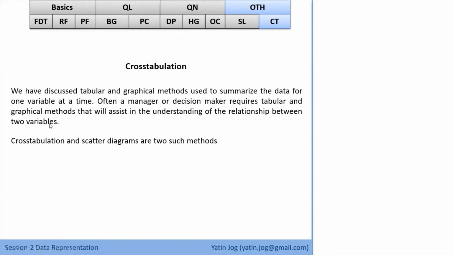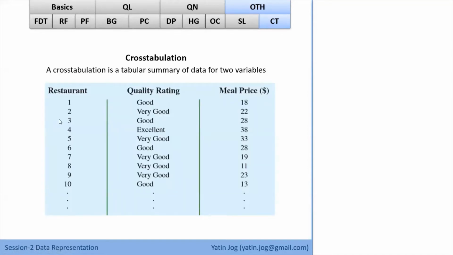So look at one example of 2 variables. Suppose this is my data set. I have information about, suppose, 300 restaurants. I visit my first restaurant, and after visiting it, I check the quality rating for that restaurant and the average meal price for that restaurant. The quality rating is, suppose, good. I find good quality at that restaurant, and second, the average meal price is $18.